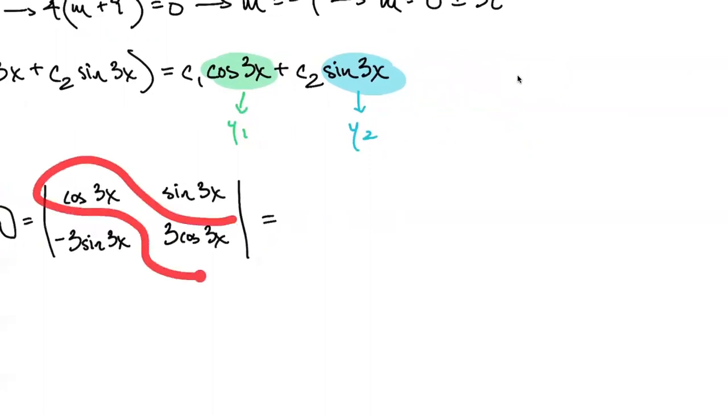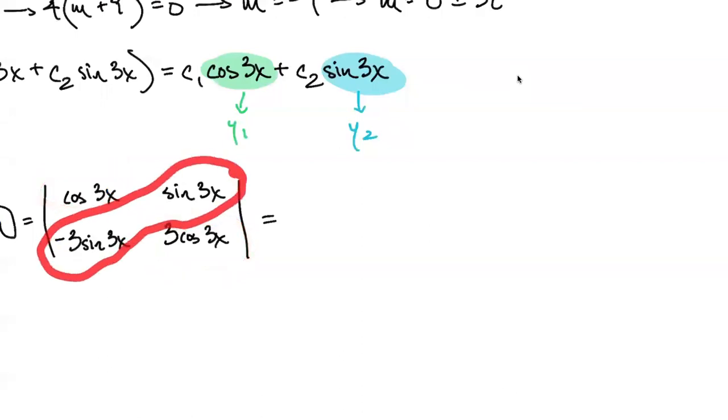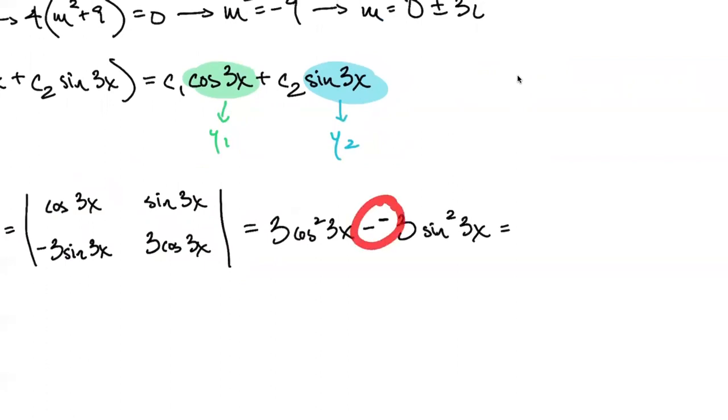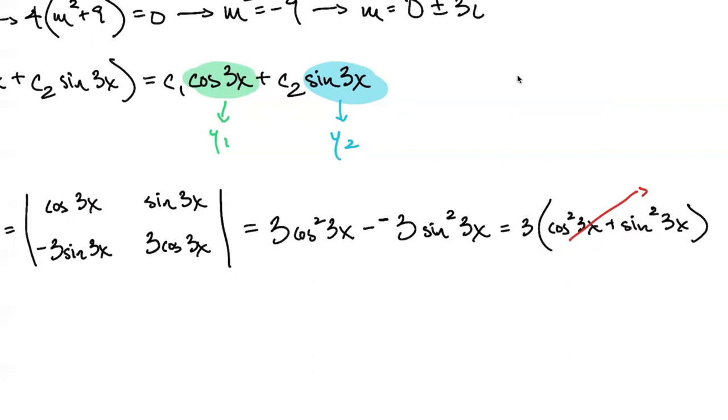We're going to find our Wronskian by multiplying the main diagonal and then subtracting the product of the non-main diagonal. And so that'll give us 3 cosine squared 3x minus a negative 3 sine squared 3x. Notice that this minus minus is going to make a plus. And then we actually have 3 times cosine squared 3x plus sine squared 3x. And we might remember that this inside the parentheses is one of our Pythagorean identities. And it turns out that cosine squared plus sine squared goes to 1. And so our Wronskian in this case is just the number 3.